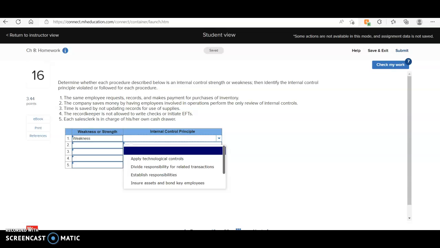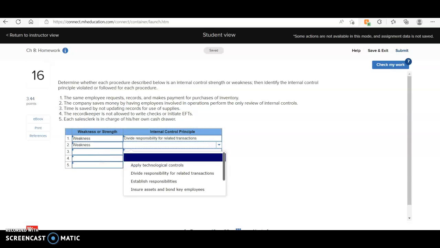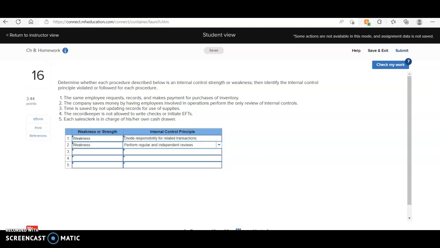So in this case, we're looking at a weakness, and the issue is that they need to divide responsibility for related transactions. The next one, it says the company saves money by having employees involved in operations perform the only review of internal controls. Well, that's also a weakness. We want to make sure that we have regular and independent reviews, not just the people that are involved in those operations.